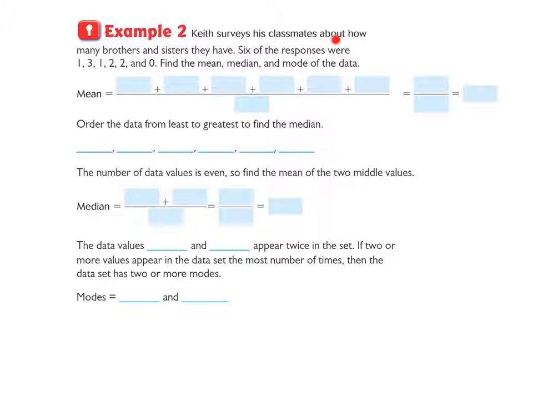So Keith surveys his classmates about how many brothers and sisters they have. 6 of the responses were 1, 3, 1, 2, 2, and 0. Find the mean, median, and mode of the data. And we're going to include on here the range. Okay, mean, median, mode, and range.